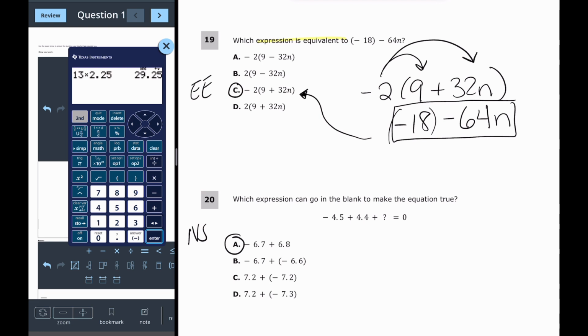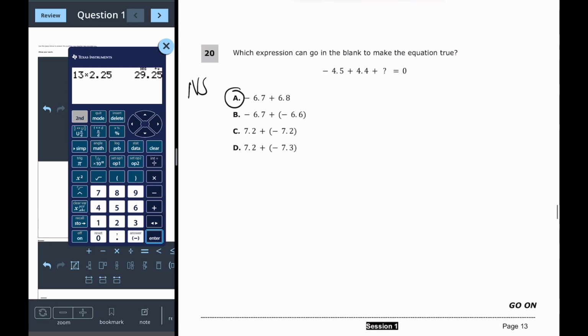If you tried distributing the other ones, one of the terms would not have matched. So there you have it. B and D wouldn't have matched because you would have gotten +18 as a first term. And for A, you would have gotten -18, and -2 times the -32 would have been a +64. So that's why A wouldn't work. Let's go to number 20.